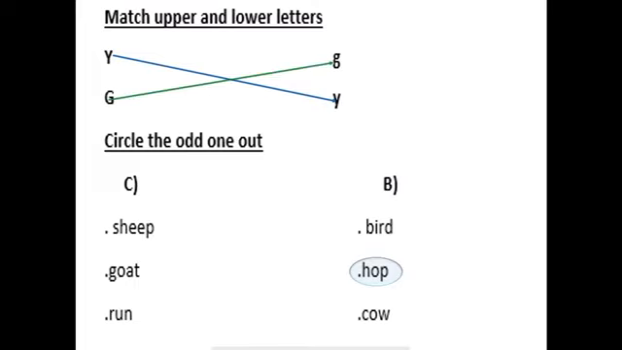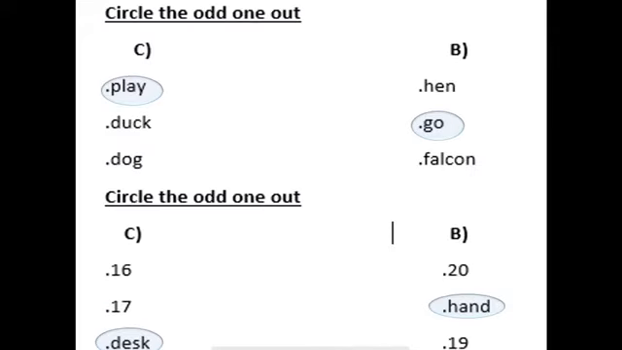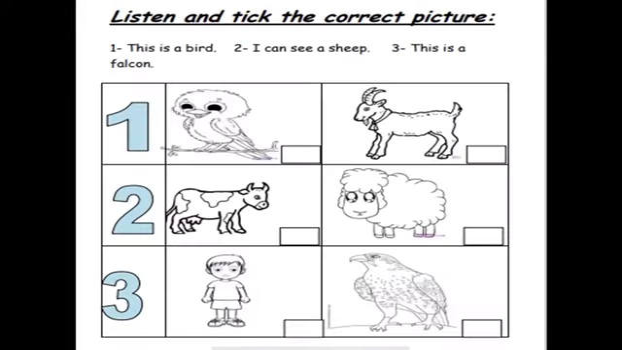Here we have three words. We want to find the odd one out. Sheep, goat, run. Of course, it is run. Yes, my friends, you are very clever. Here, bird, hop, cow. Yes, of course, it is hop. Here, guys, play, duck, dog. Yes, it's play. Hen, go, falcon. Yes, it's go. Excellent, my friends. Cat, desk. Yes, it's desk. Hand. It is hand, my friends, okay?